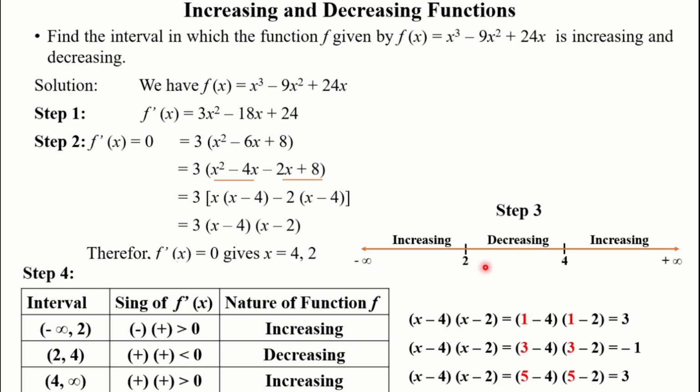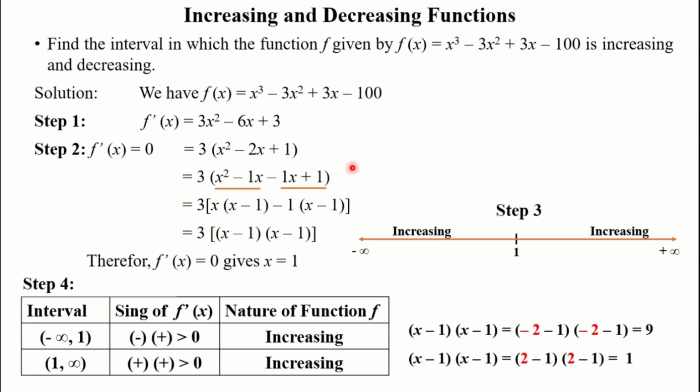Then in the second interval, that is (2, 4), I put x = 3. (3 - 4)(3 - 2) is -1, which is less than 0, means the function is decreasing in the (2, 4) interval. Then the third interval is (4, +∞). When I put x = 5, which is in this interval, the value of f'(x) is 3, which is greater than 0, means the function is increasing in this interval, that is (4, +∞).